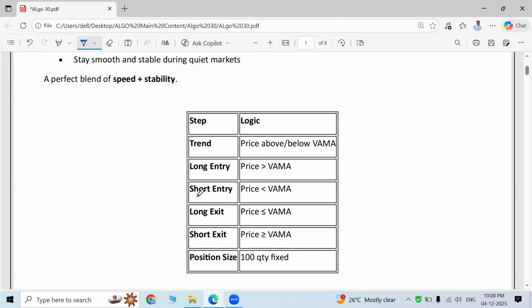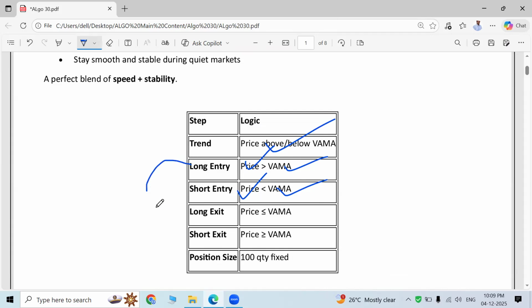Now what is the trade setup for the VAMA? First we collect the price from the market, then we calculate the VAMA from that price. The long entry will be taken if the price goes above VAMA, and this VAMA is also updated with this price. If the price goes below VAMA, we take a short entry.